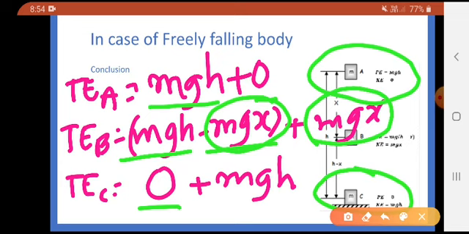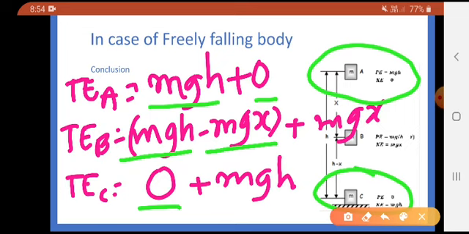Observing these three equations, the value is the same. The whole amount remains unchanged, but the energy changes from one form to another. Observe points A, B, C. At A, total energy is in the form of potential. At B, some of the energy is potential and some is kinetic. And at C, the total potential energy is converted into total kinetic energy. So from this, we conclude that the whole energy of a system, of a body, remains constant.